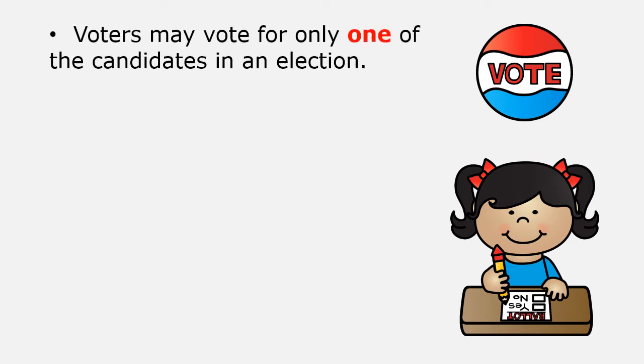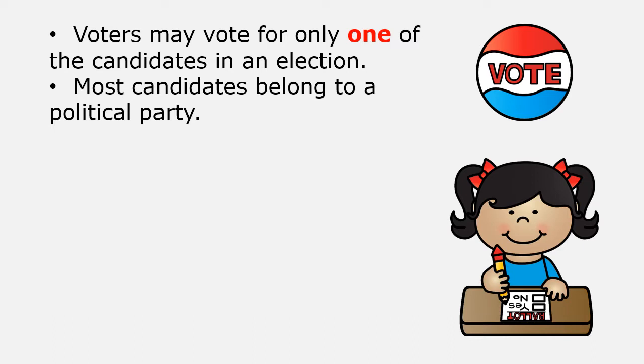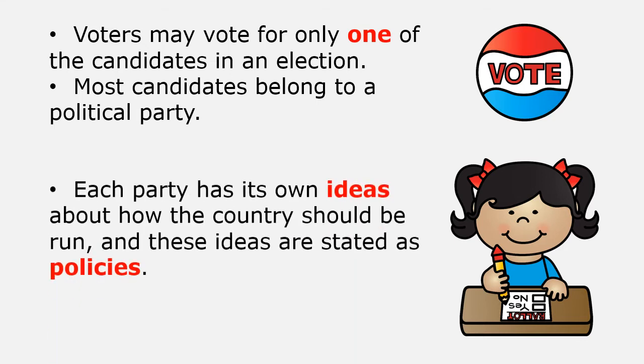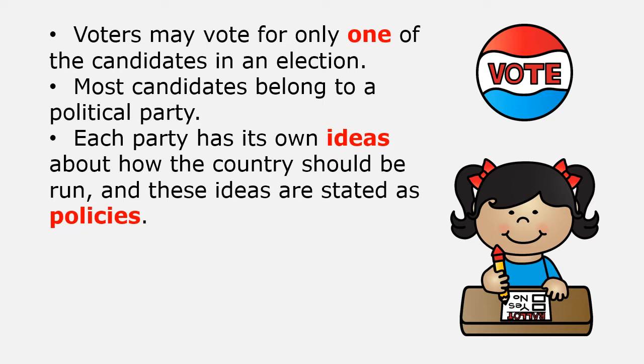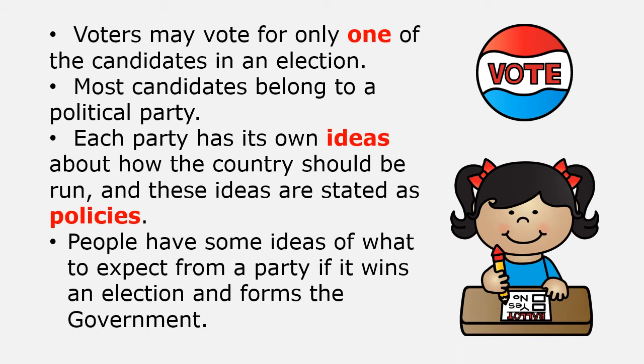Voters may vote for only one of the candidates in an election. Most candidates belong to a political party. Each party has its own idea about how the country should be run, and these ideas are called policies. People have some ideas of what to expect from a party if it wins an election and forms the government.